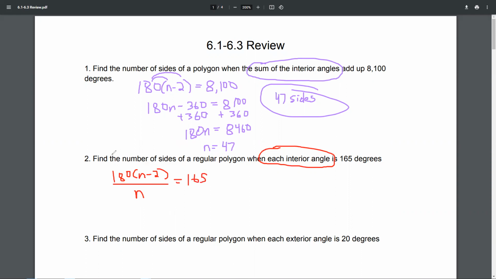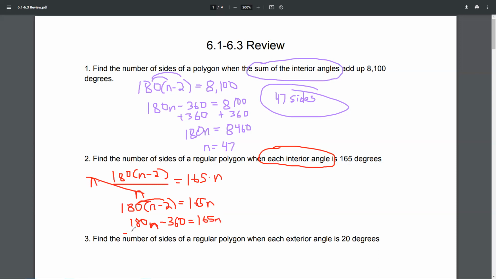All right, so same thing, we're going to solve for n. So the first thing we need to do is get rid of the fraction. In order to do that, we need to multiply by whatever's in the denominator. So I'm going to multiply both sides by n. Okay, that gives me 180 times n minus 2 equals 165n. Okay, and then just like number 1, I need to distribute the 180 to get rid of the parentheses. So that's going to be 180n minus 360 equals 165n.